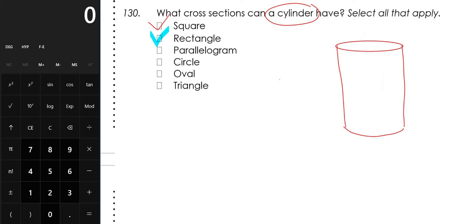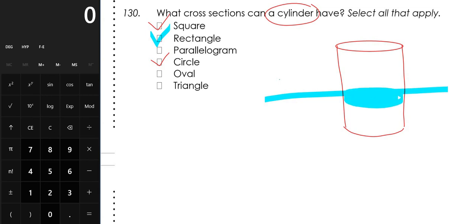I'm going to go ahead and check off the rectangle as well. A parallelogram. Unless your cylinder is slanted, unless it's oblique, it's not going to form a parallelogram. So I'm not going to check off parallelogram. The next one, a circle. Absolutely, you're definitely going to get a circle. The top and bottom are circles. So if you go parallel to your base, you're going to see a circle when you open it up.